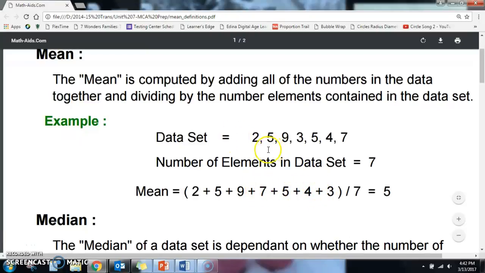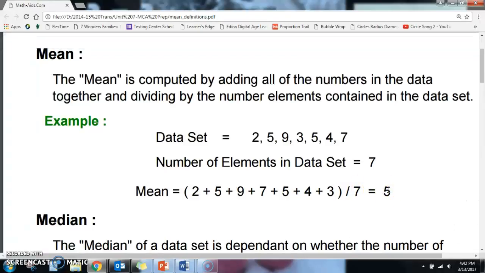It doesn't really matter what order you add all those numbers together in. Okay, so here they're out of order, but you just want to add all those up, and then whatever answer you get for that, you need to divide by 7. Okay, so when you add all those up and divide by 7, that means the mean is 5, or the average is 5.